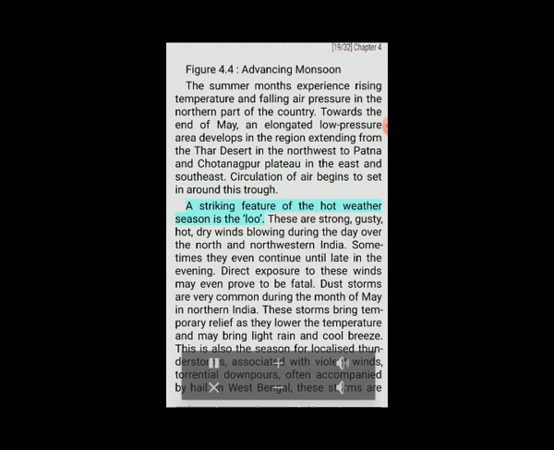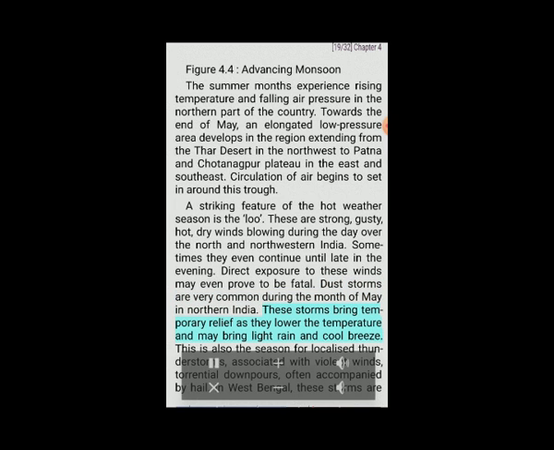A striking feature of the hot weather season is the Lu. These are strong, gusty, hot, dry winds blowing during the day over the north and northwestern India. Sometimes they even continue until late in the evening. Direct exposure to these winds may even prove to be fatal. Dust storms are very common during the month of May in northern India.